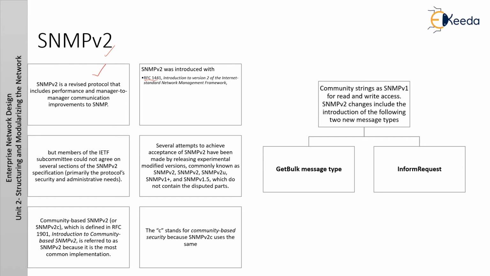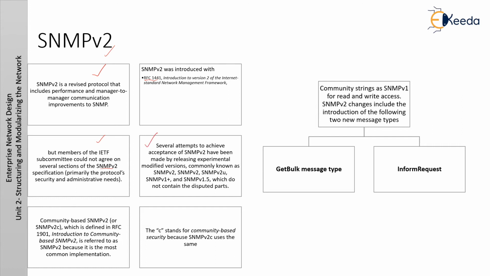But members of the IETF subcommittee could not agree on several sections of the SNMP version 2 specification, primarily the protocol's security and administrative needs. In this respect, several attempts to achieve acceptance of SNMP version 2 have been made by releasing experimental modified versions commonly known as SNMP v2*, SNMP v2u, SNMP v1+, and SNMP v1.5, which do not contain the disputed parts.